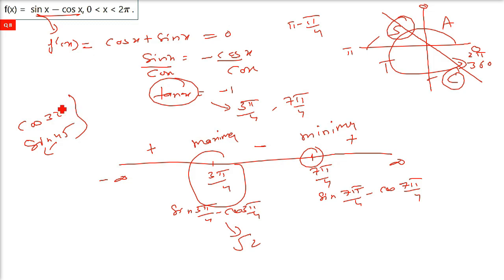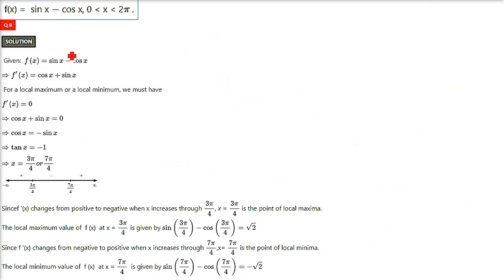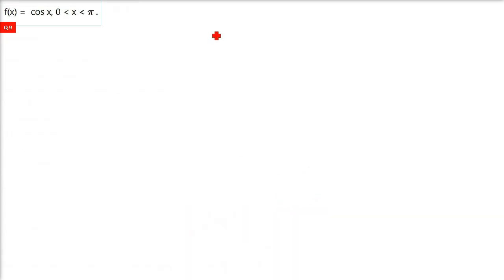Most of the questions will contain these values. These values have to be learned by heart. So root 2 will come for maxima at 3 pi by 4, and negative root 2 will come for minima at 7 pi by 4. And how are you going to write about this? This is the whole scenario which I placed in front of you, and the language you write is very important.